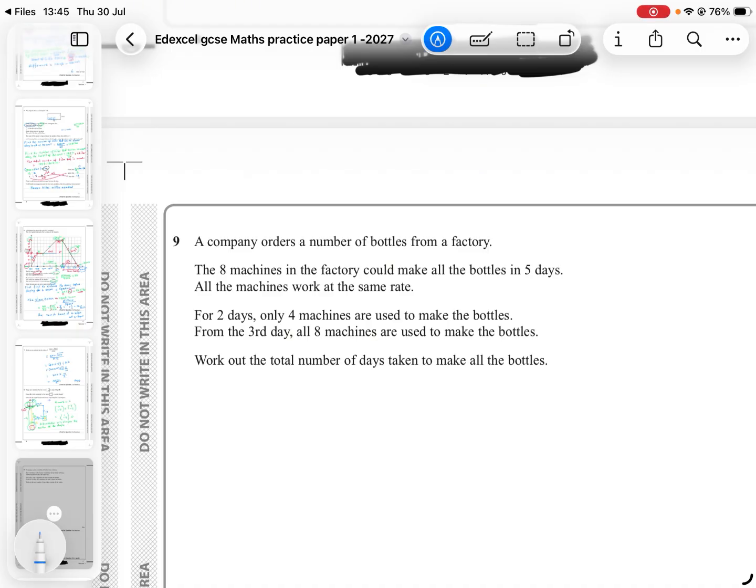Okay. What we have to do first is find the total amount of work.